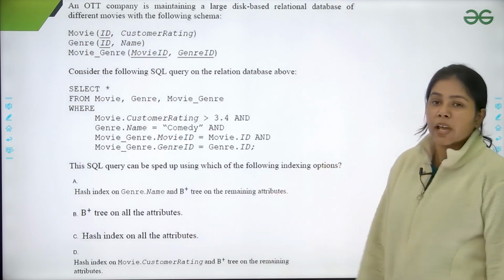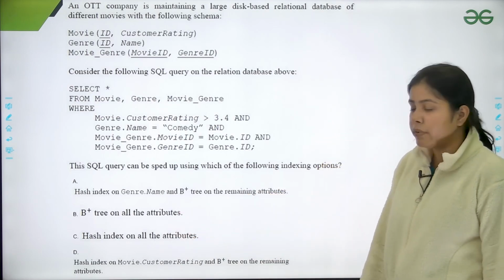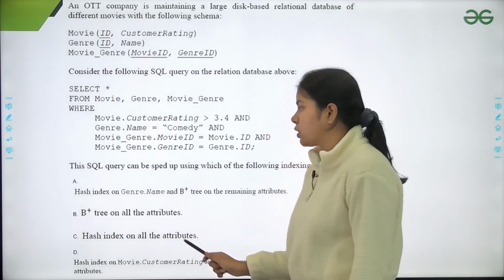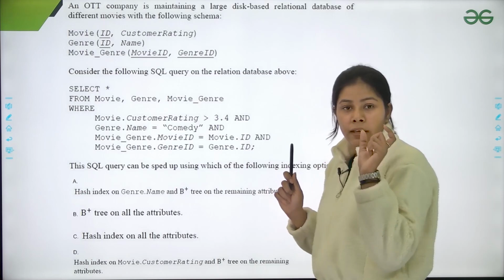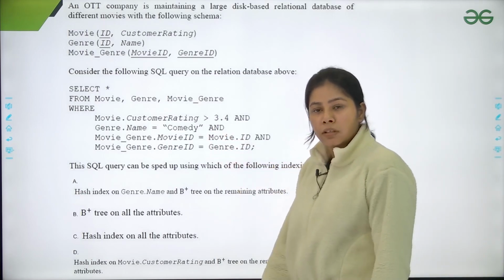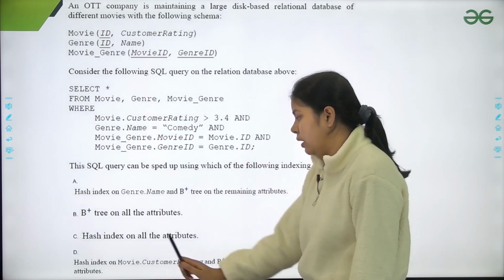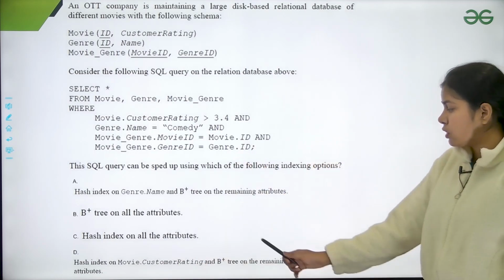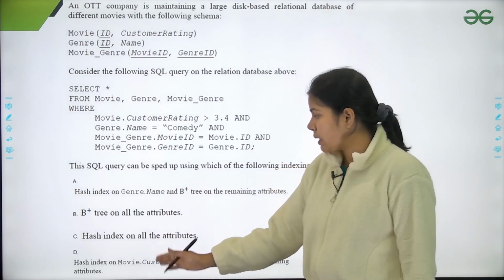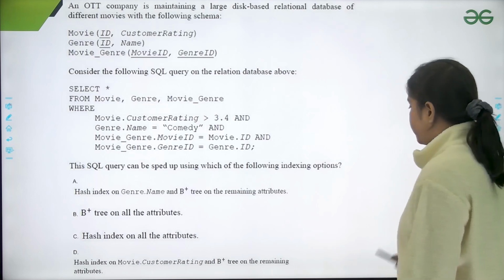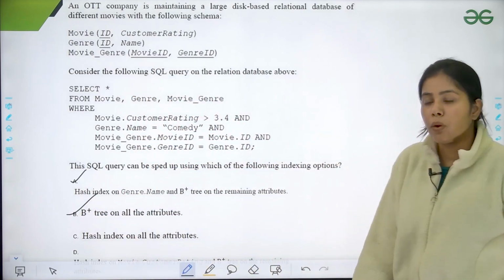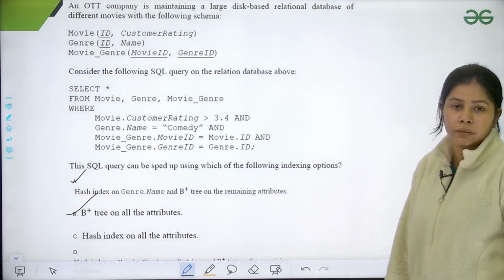I can also apply B+ tree on all the attributes, but I cannot apply hash index on all the attributes, because a hash index gives me a uniform value, a single value. So it would not work for greater than 3.4. Similarly, option D is also incorrect because a hash index does not apply on movie.customer rating. So C and D are incorrect. Only options A and B are correct.